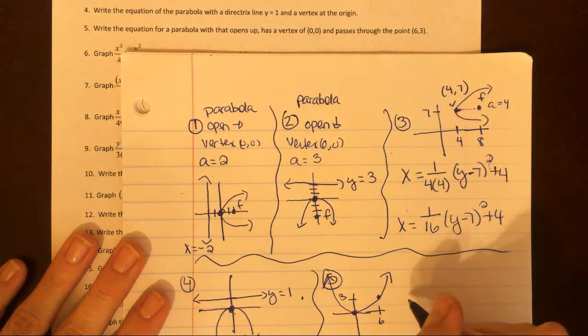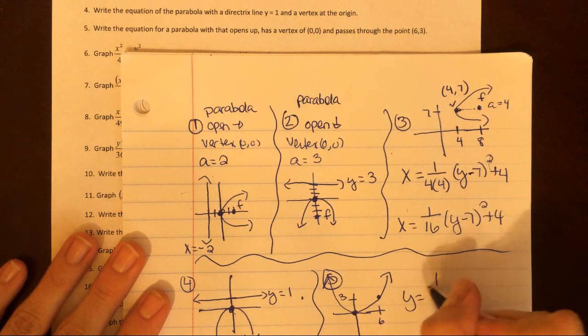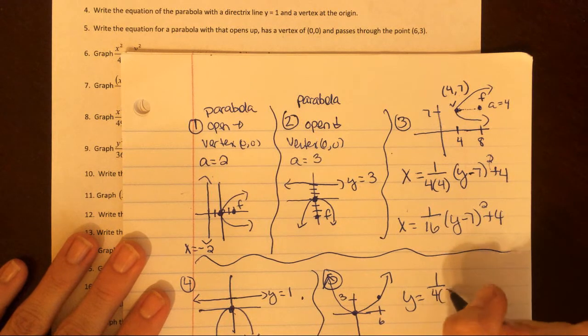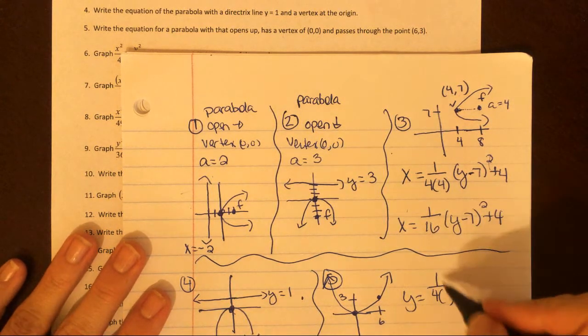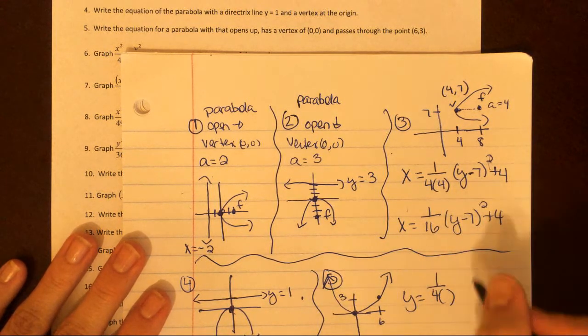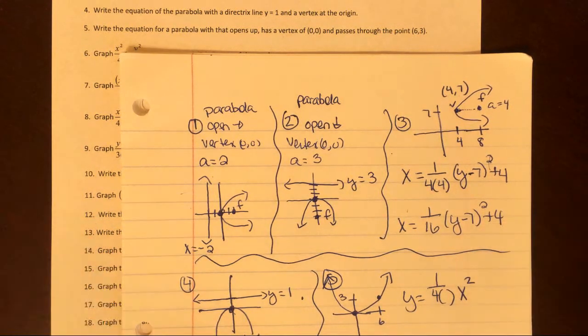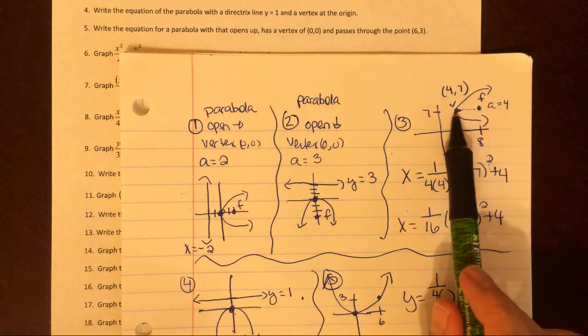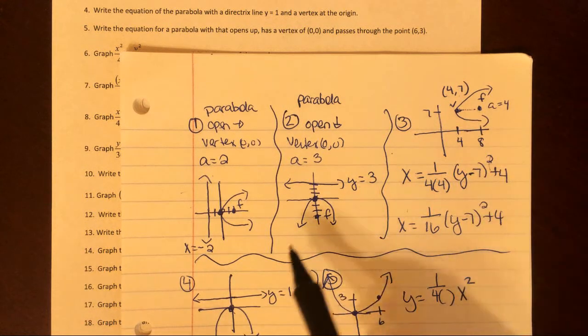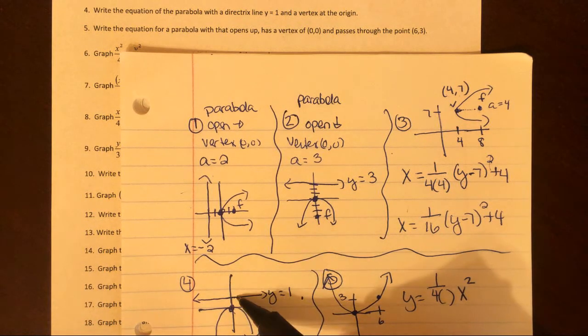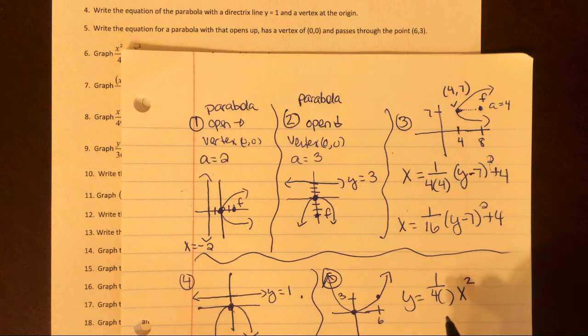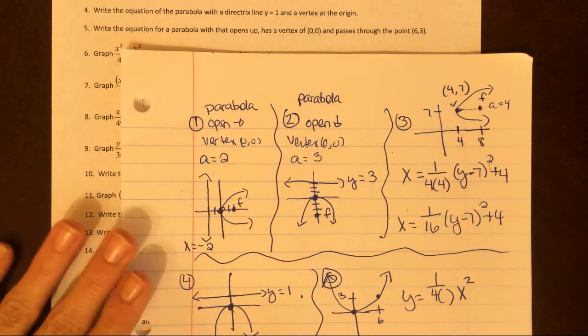Okay, so far I can go y equals 1 over 4 times a. I don't know a yet. I do know this has to be positive because we're opening up. And because I'm at the origin, I know this is going to be an x squared with no parentheses. So all I need to find is my a. Well, to find a, I've always said it's the distance from the vertex to the focus or the distance from the vertex to the directrix. Well, they didn't give me either of those. So this one I have to work a little bit different.